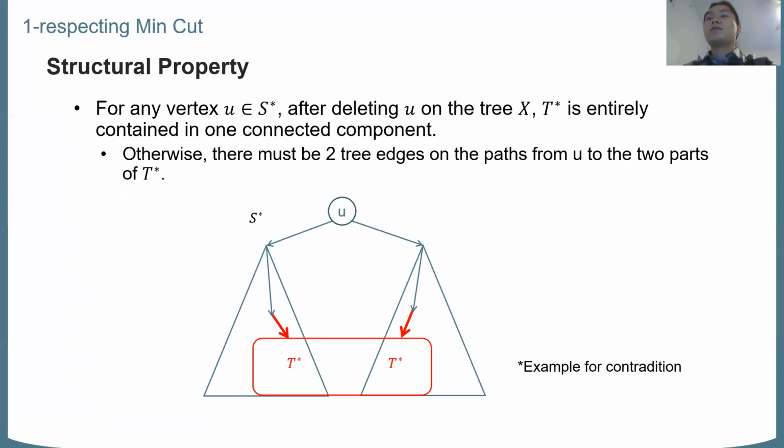We prove this by contradiction. Assume there are two components that contain some sink side nodes. Then, because U is in the source side, on the tree path from the source side to the sink side there must be a cut edge. So the two tree paths will contain two cut edges, which contradicts the assumption that the tree has only one cut edge.